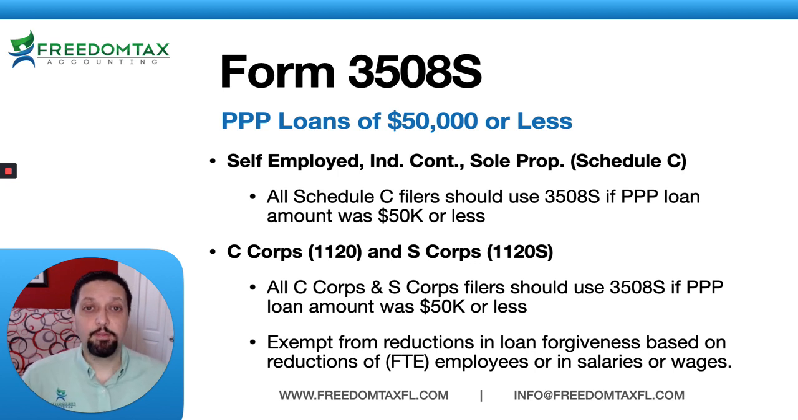Now, if you're asking me, but what about the reductions in employees and salaries? The good thing about this form is that if you're a C Corp or an S Corp with payroll, now you are exempt from the reduction in loan forgiveness based on reductions of employees and wages. So this is very good for all of you who have a C Corp or an S Corp or that got PPP through your business that had payroll. Now you don't have to worry about your loan forgiveness amount being reduced by the number of employees or the wages that you had to reduce.